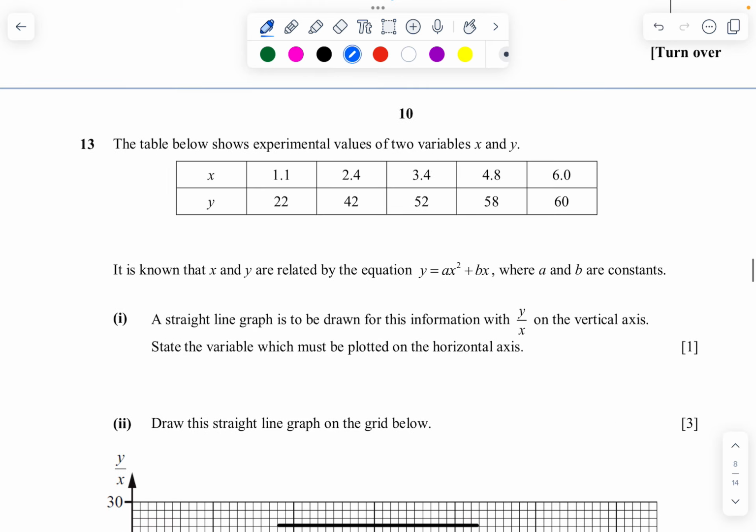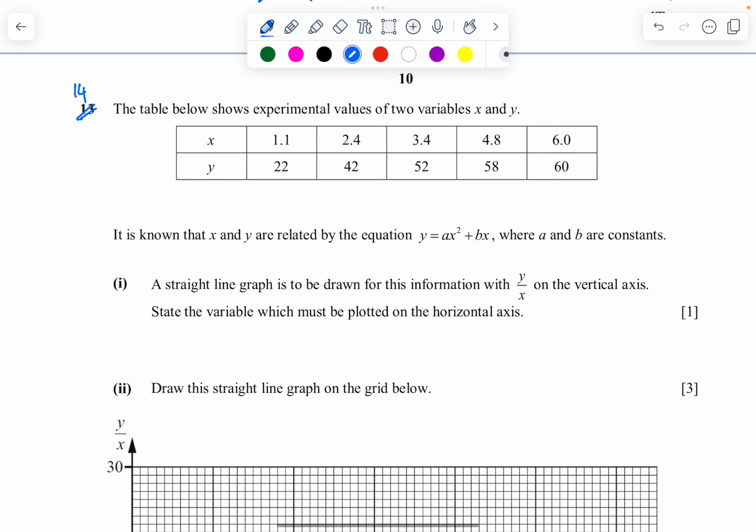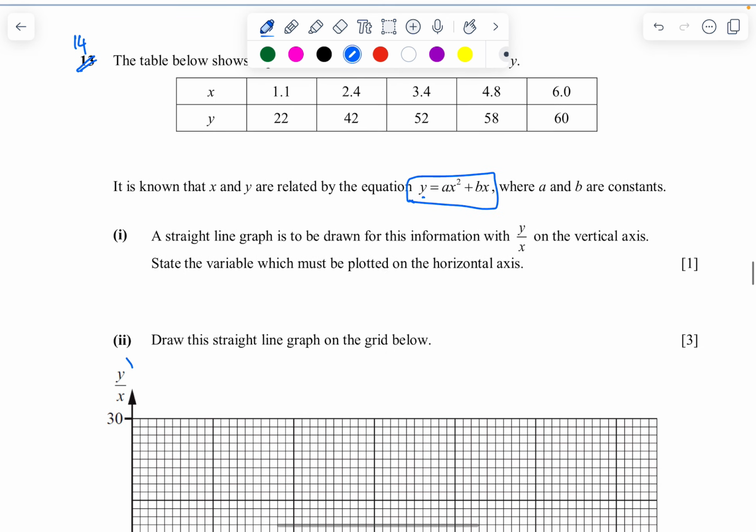Question number 14. This should be question number 14 actually. So the table below, this is a straight line graphs question again. The table below shows two variables x and y. The table is given. It is known that x and y are related by this equation. But you can see that it is y by x. So a straight line graph is to be drawn for this information with y by x on the vertical axis. So I'm going to change everything to y by x.